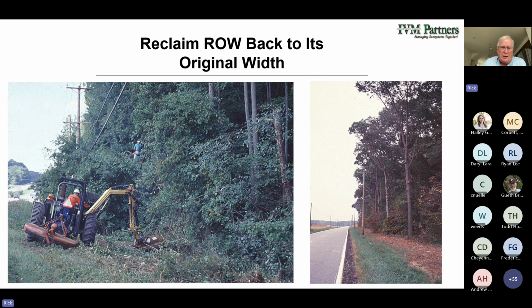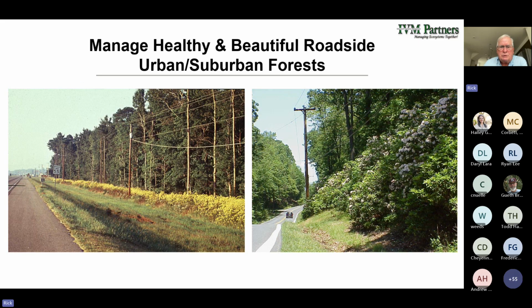So what I did when I was at Delmarva and what I show other utilities is reclaim your right-of-way back to its original boundary, what we would call wall trimming, and then keep it there with selective herbicide treatments so that we manage to low-growing compatible plants, grasses and forbs, wildflowers, and shrubs.